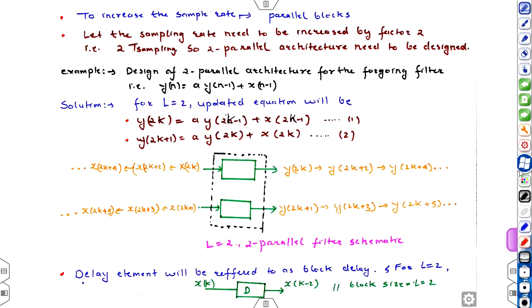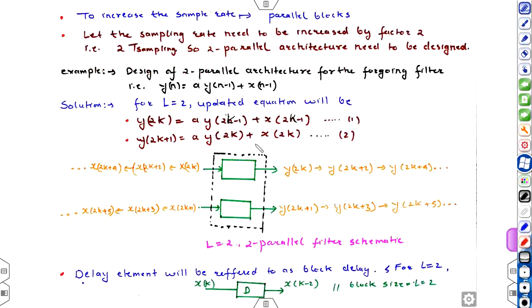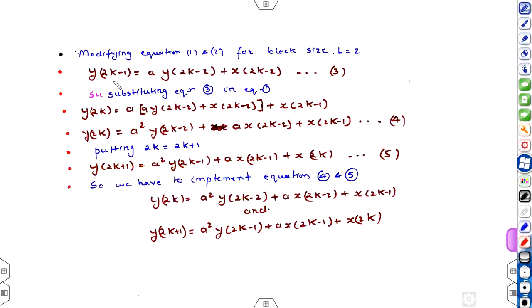So because of this we have to modify this equation, and that we will do using the look ahead transformation technique. Okay, so now considering this term y of 2k minus 1, this would have been calculated using x of 2k minus 2 and y of 2k minus 2. So y of 2k minus 1 is equal to a into y of 2k minus 2 plus x of 2k minus 2. This is equation 3, and substituting equation 3 in equation 1.